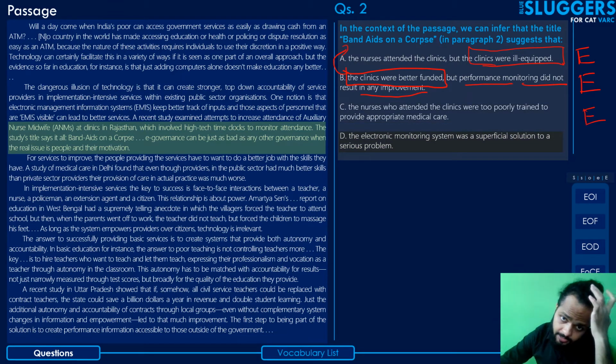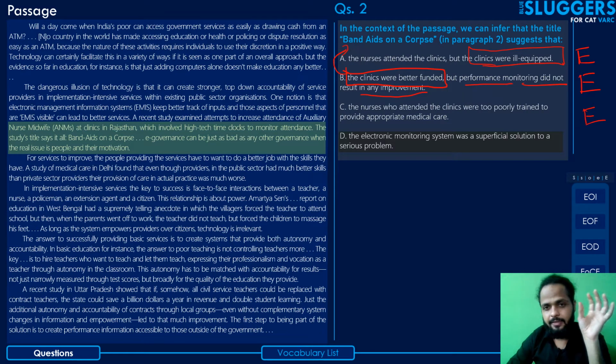Next, the electronic monitoring system was a superficial solution to a serious problem. Now this option, I have a reservation with this option as well, and the reservation is that it is slightly low resolution, but it is at least accurate. It is accurate because the electronic monitoring system was actually a superficial solution to a serious problem. The option hasn't gone into the depths of what the serious problem was, that of motivation, but it mentions the superficial solution, so that's okay, that's all right. So among the given options that we have here, this might seem low resolution, but it is definitely accurate and better among the 4 options. So we'll select this with a capital S and move on to the next one.